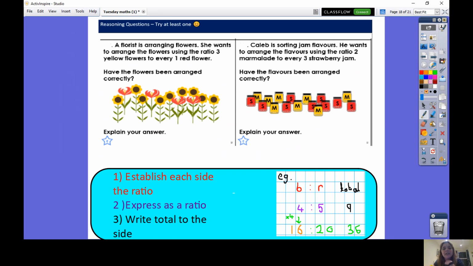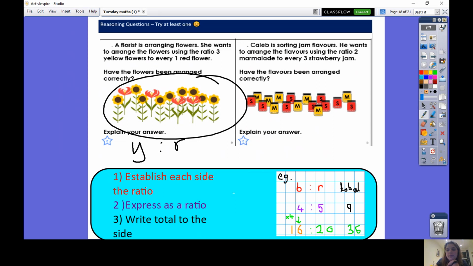Try at least one of them. They're just like the ones I showed you before. So write out your ratio. Let's say this one here, you're arranging your yellow flowers and your red flowers. Write the ratio and check if that's an equivalent ratio.